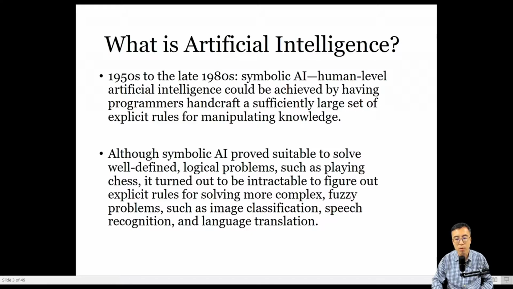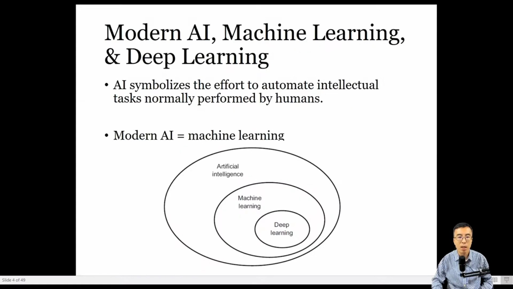While symbolic AI proved suitable to solve some well-defined logical problems, for example, playing chess and checkers, it quickly turned out to be intractable to figure out explicit rules for solving more complex, fuzzy problems such as image classification, speech recognition, and language translation. And now we moved into the modern AI era, meaning machine learning. So the modern AI or machine learning symbolizes the effort to automate intellectual tasks normally performed by human beings.